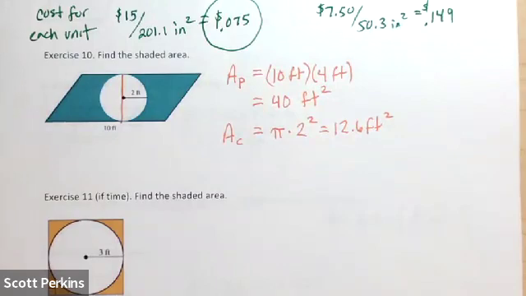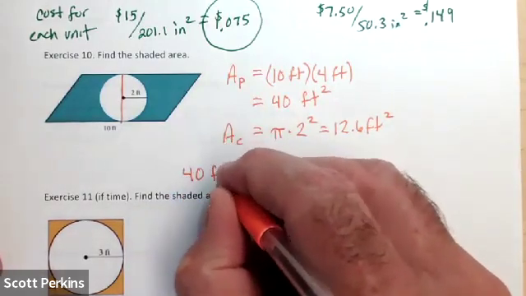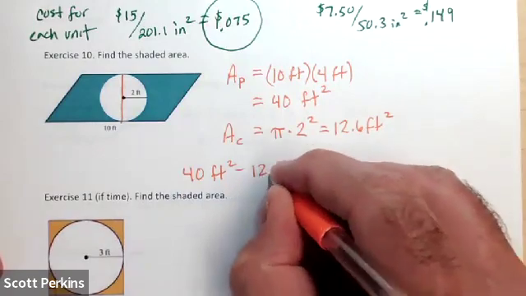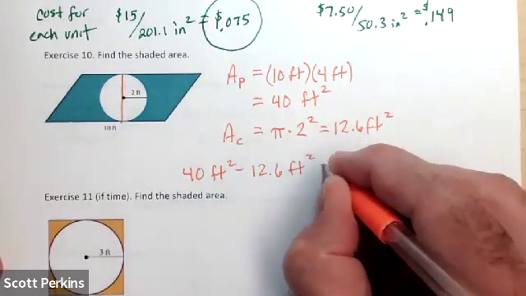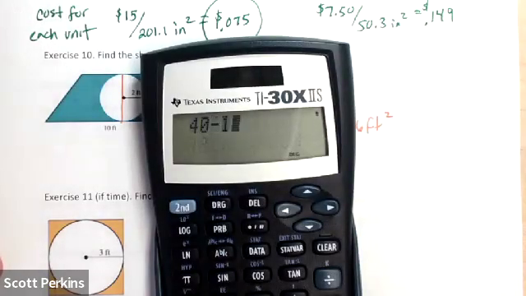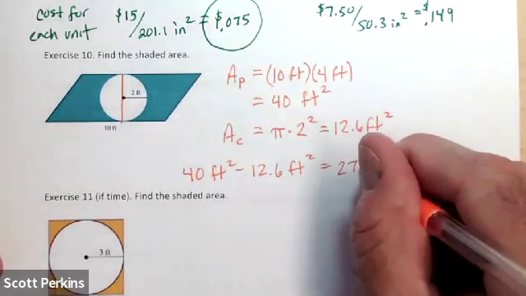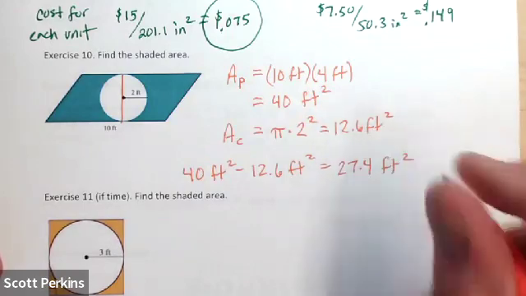So we're just asked to find the area of the shaded region. So what's left over? And we already determined we're going to subtract. So when I take the 40 square feet minus the 12.6 square feet, it looks like that's going to be 40 minus 12.6. That is equal to 27.4 square feet.